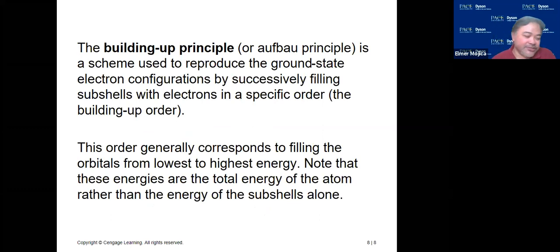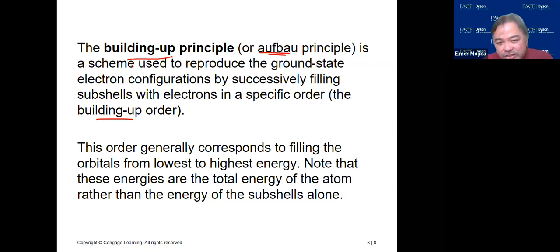Another thing that you need to remember is the so-called building up principle. The German word for that is Aufbau principle. This is the scheme used to reproduce the ground state electron configuration by successively filling subshells with electrons in a specific order, or building up. What does it mean? When you fill up the electrons on the orbitals, you fill them according to energy level. Electrons are added to the available orbital with the lowest energy, so this order generally corresponds to filling the orbitals from the lowest to the highest energy. Note that this energy is the total energy of the atom rather than the energy of the subshells alone.